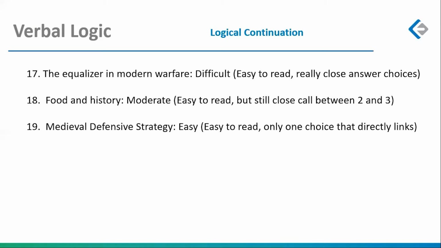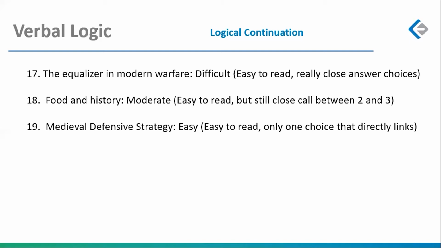The first, equalizer in modern warfare, difficult. Why? Because the passage was so easy. It was ridiculously easy to read, which is why you get stuck. You get stuck because there are at least 2 answer choices which seem correct. And you keep bouncing between those 2. But if you read too carefully, you'll actually start bouncing between 3. And that's not good. That is just not good in a question type where you have negative marking.